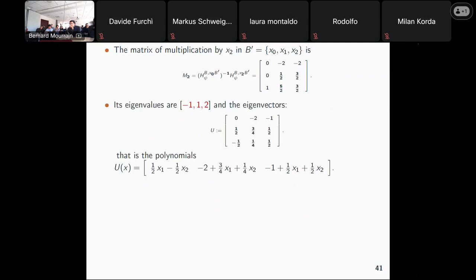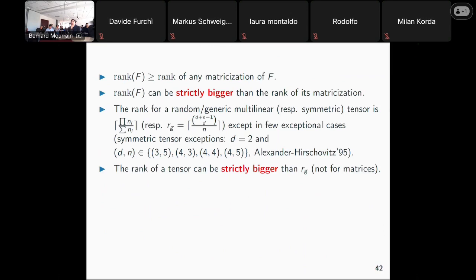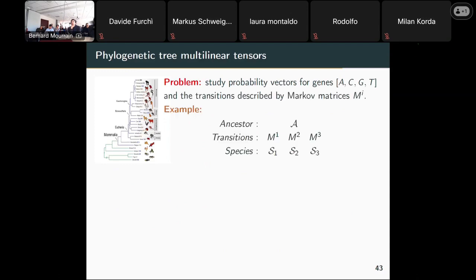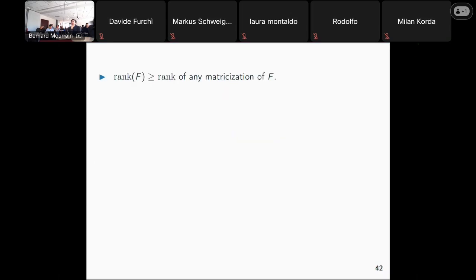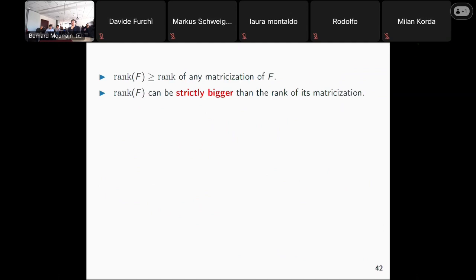Okay, I skip this example. And I want maybe to, no, okay. Maybe this one will be, no, okay.